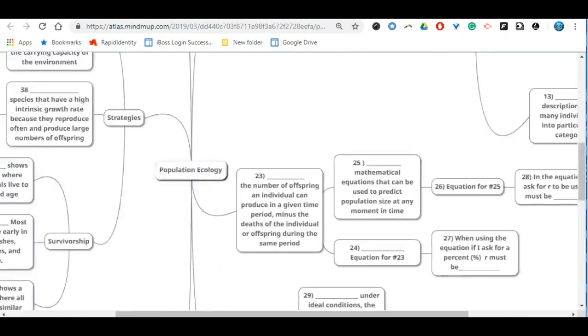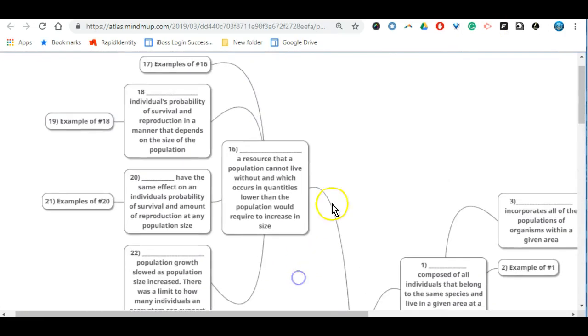All right, moving on. Over to number 16, which I've got to find over here. Number 16, a resource that a population can't live without. So that means they need it, that is a limiting resource. Examples of number 16: space, food, water. All right, moving on to number 18. An individual's probability of survival depends on the size of the population. That's just density dependent. Okay, this one is density independent. Again, it has nothing to do with the size of the population.